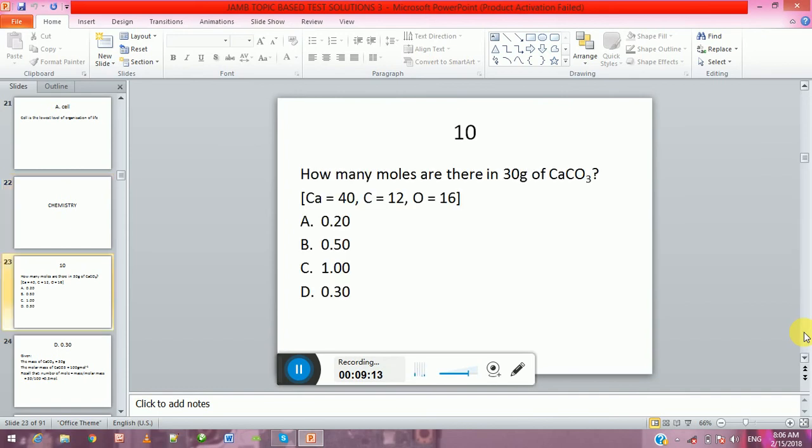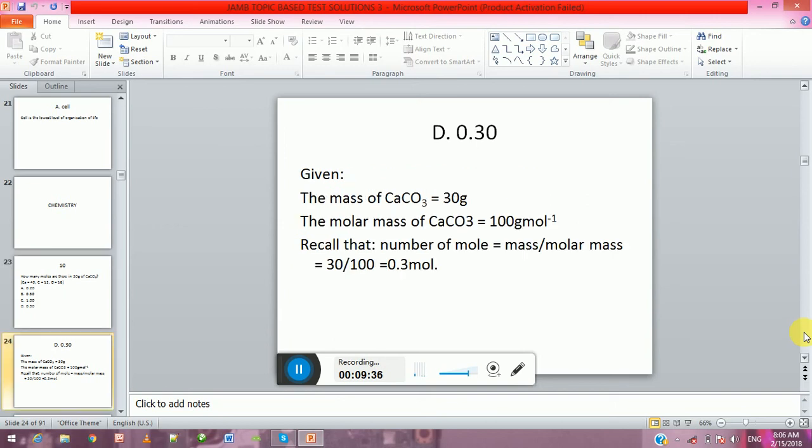Let's get to chemistry. How many moles are there in 30 grams of calcium carbonate? Given that calcium is 40, carbon is 12, oxygen is 16. A is 0.20, B is 0.50, C 1.0, D 0.30. The answer is D, 0.30.